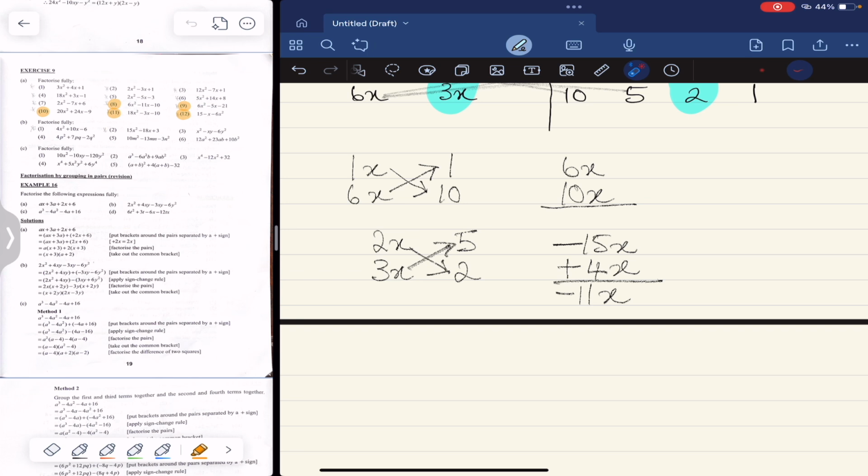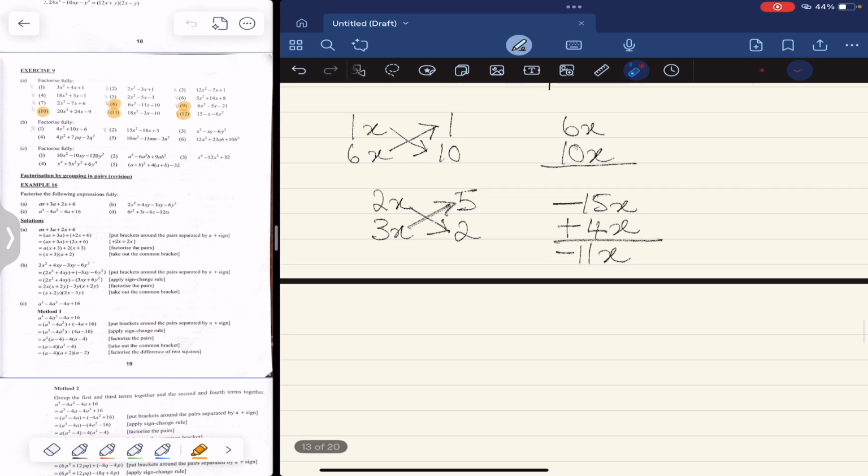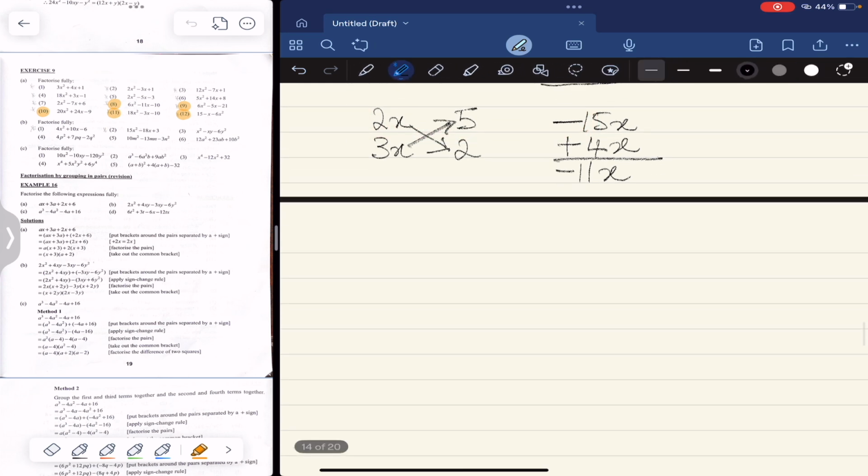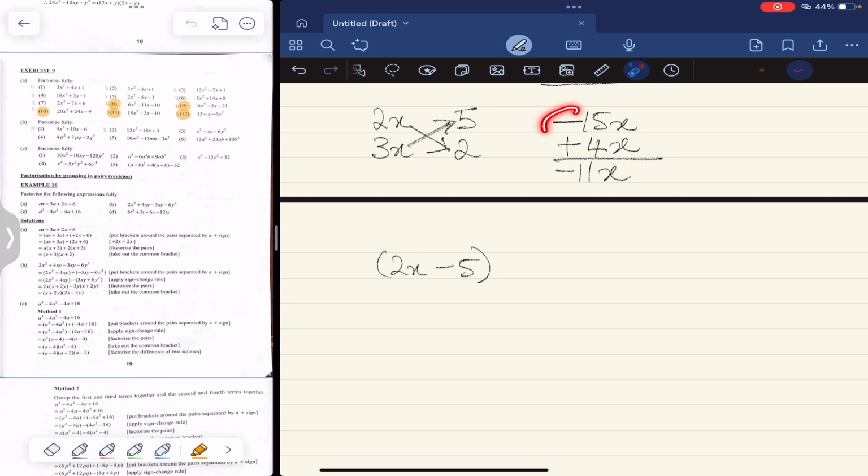The next step is finalizing all of this by reading out our factors. We're going to read out our factors horizontally. In other words, if I look at this part over there, the 2x, the 5 and the minus sign, that will be read as our first factor of 2x minus 5. So the sign that you used over here will go with the factors that you used here. So that's 2x minus 5.